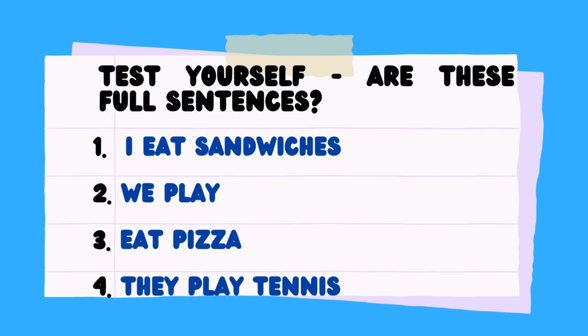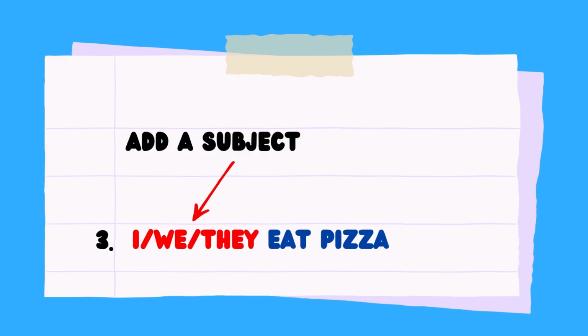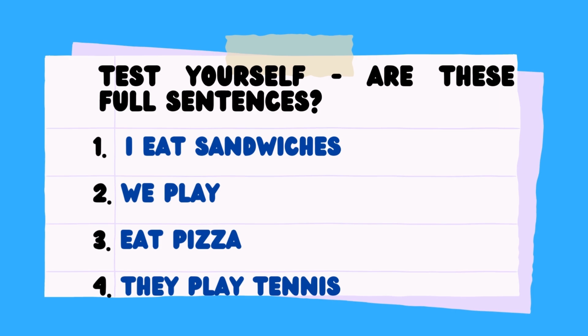What about number 3? Is number 3 a full sentence? No, it's not. What's missing this time? It's the subject that's missing. So, if we want a full sentence, we add a subject. And lastly, is number 4 a full sentence? Yes, it is. It has a subject, a verb, and an object.